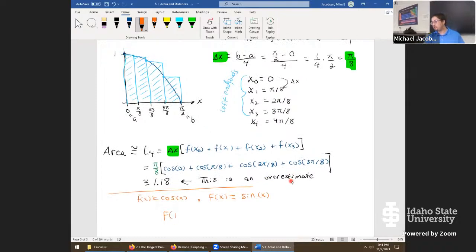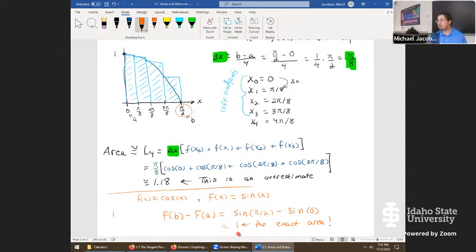Then we'll take F of b minus F of a. That's going to be sine, that's our uppercase F of x function. b is at pi over 2, minus sine at a, which is 0. Sine at pi over 2 is exactly 1. Sine at 0 is 0. And this turns out to be the exact area. In a really weird way, an antiderivative and just knowledge of your right endpoint, left endpoint, that's all it really takes.